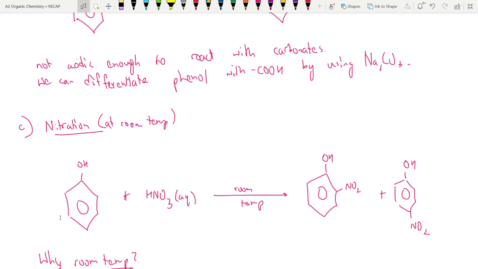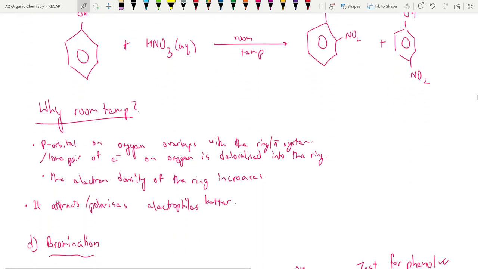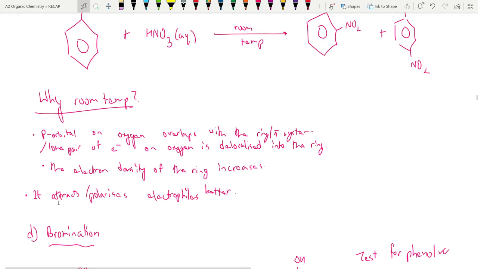So why though? Basically, this was in Feb March 2022 as well. The p orbital on the oxygen overlaps with the ring, or you could say that the lone pair on oxygen is delocalized into the ring. So think about it. The ring becomes more electron rich, the density increases, right? Now an electrophile is positive. It will be more likely to attack the benzene ring, right? So it attracts or polarizes electrophiles better.